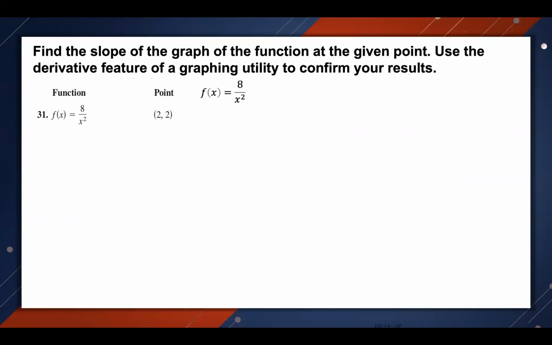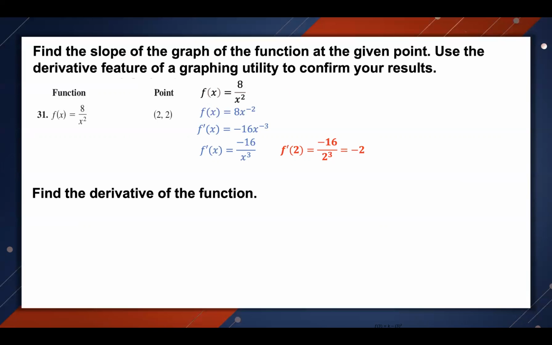And first step, we could get from the general form f of x equals 8 times x to the power of negative 2, and we could get f prime equals negative 16 over x cubed. And we substitute the point 2, 2 into the equation, so f prime of 2 equals negative 16 over 2 cubed, which equals negative 2.